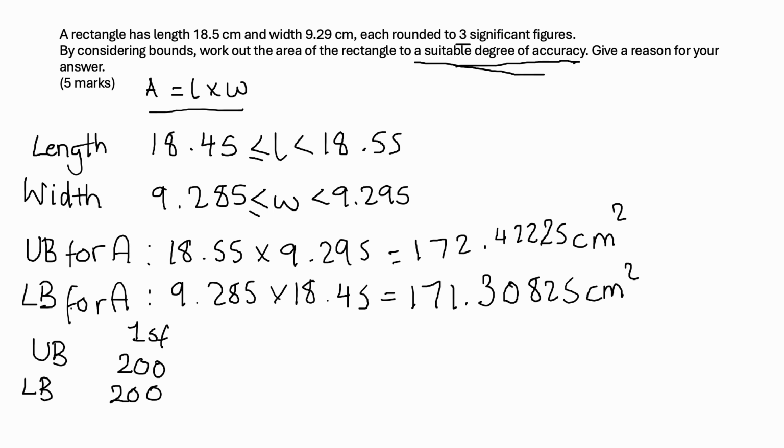Okay, they match, but can we do better? So let's look at 2 significant figures. If we round the upper bound to 2 significant figures, we get an answer of 170. And if we round the lower bound to 2 significant figures, we get an answer of 170. Okay, they match, but can we do better? So let's look at 3 significant figures.